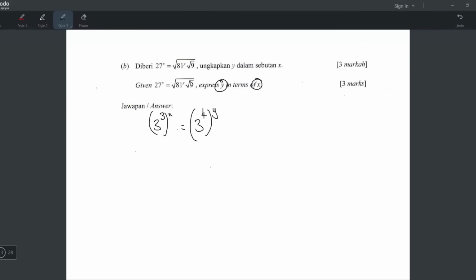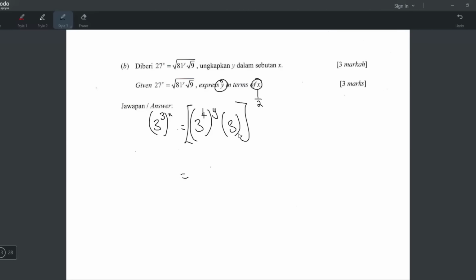Okay, the last one is square root 9. Square root 9 is 3. Just write 3. But don't forget there's a big square root that covers everything. So a big square root covering everything means the whole big bracket, power 1 over 2 like that. Alright, it's good because now everything is in base 3 already.